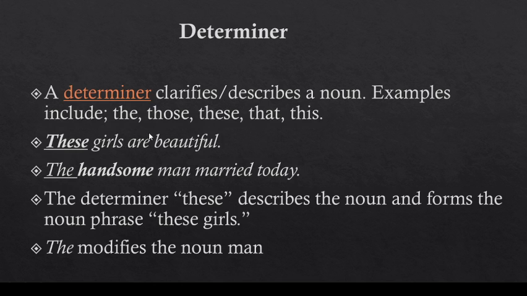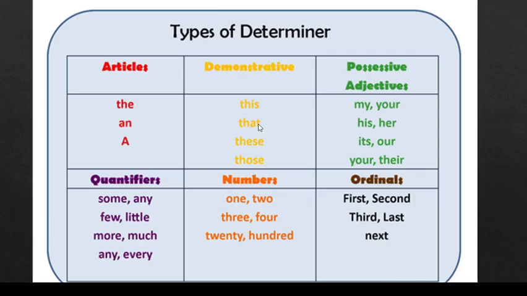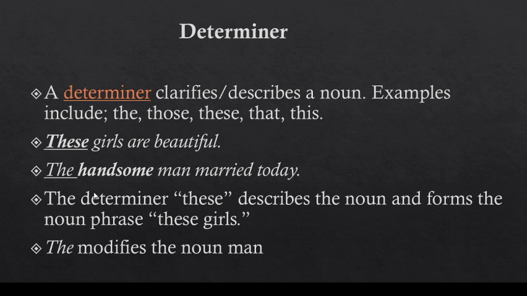Then a determiner. Determiner clarifies or describes a noun. Examples include the, those, these, that, etc. These girls are beautiful. The handsome man married today. The determiner these in the first example describes the noun and forms the noun phrase these girls. Likewise, the in the second example modifies the noun man. So the determiner describes or modifies the noun.